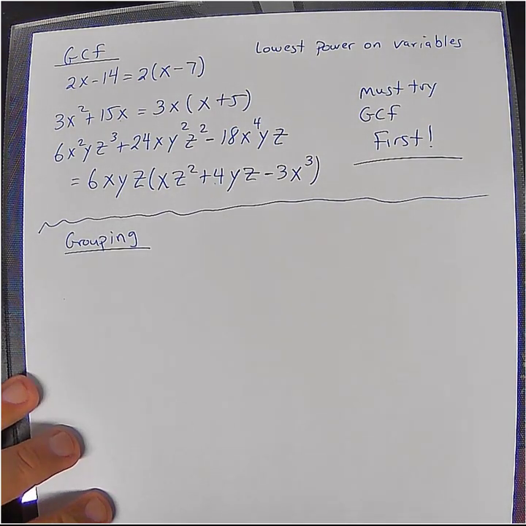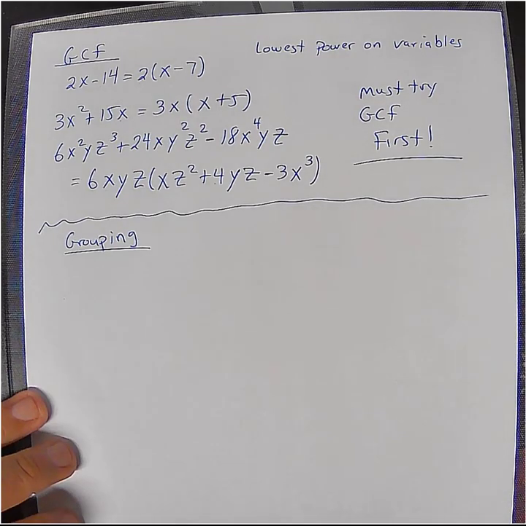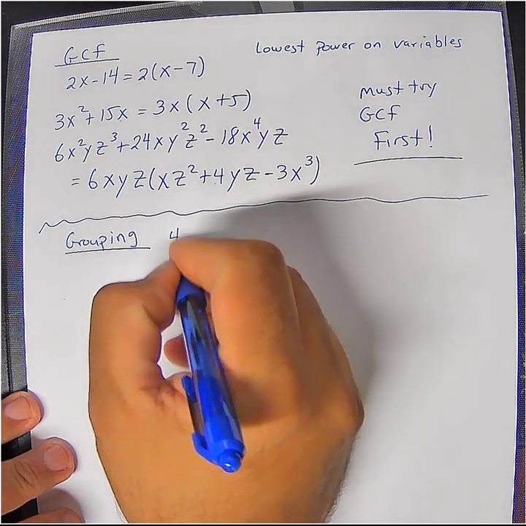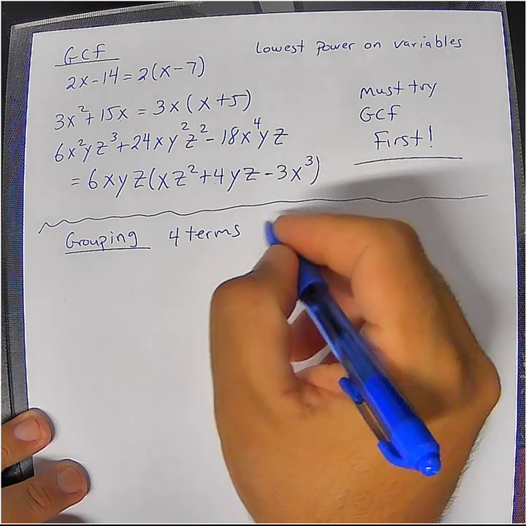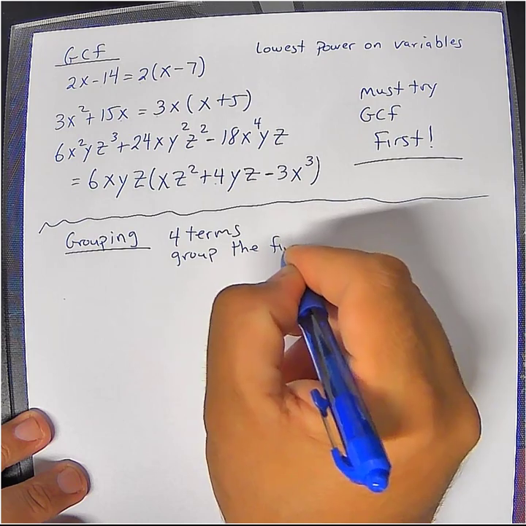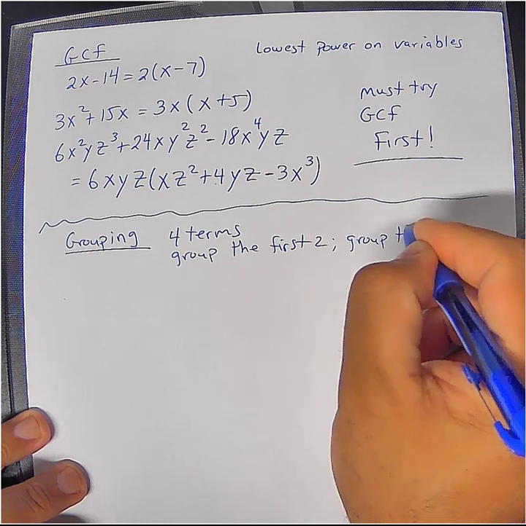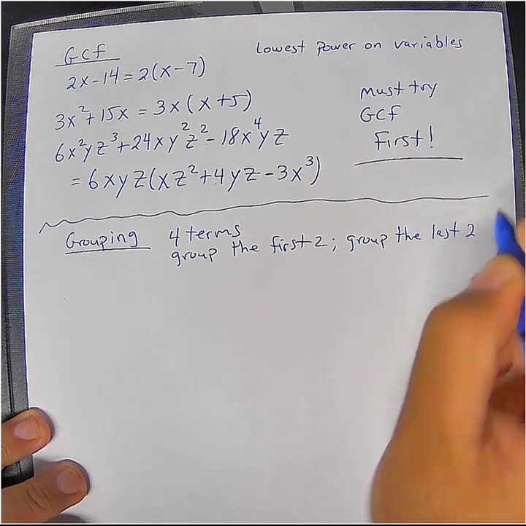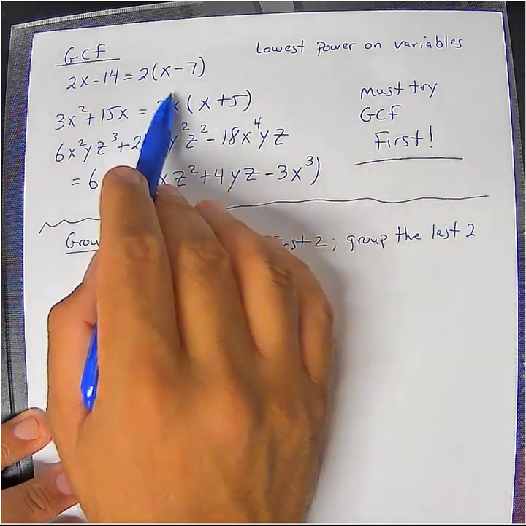Alright, grouping acts just like the word says, to combine things. So grouping works when you have more than 3 terms, like 4 or 5 or 6 or whatever. Basically, we're going to talk about 4 terms. And 99% of the time, you are going to group the first 2, and then group the last 2. Once you group the first 2, you're going to do the GCF, and when you group the last 2, you do the GCF.